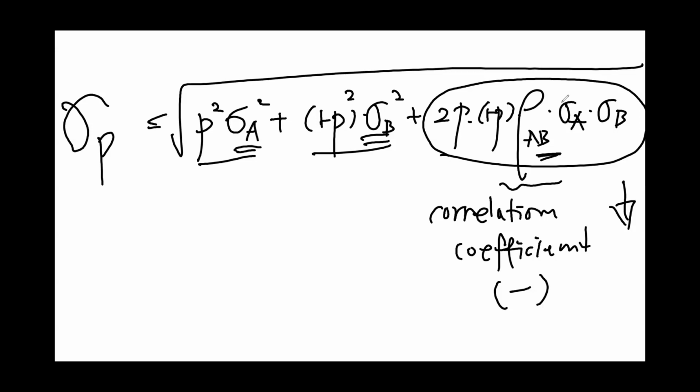Okay, so that's the difference between the return and the risk of a single asset versus the return and risk of a portfolio. So in case of a portfolio, right, the risk of a portfolio depends not only on the risk of each asset, but also how two assets are correlated. Okay. Any questions about this one?